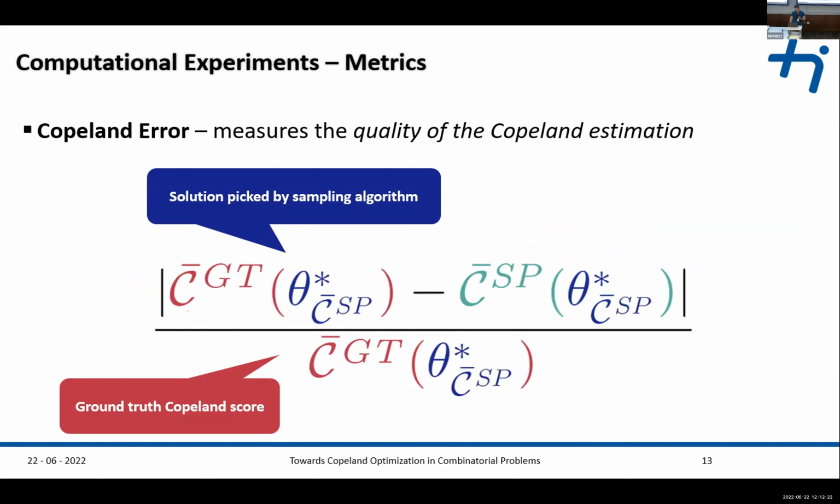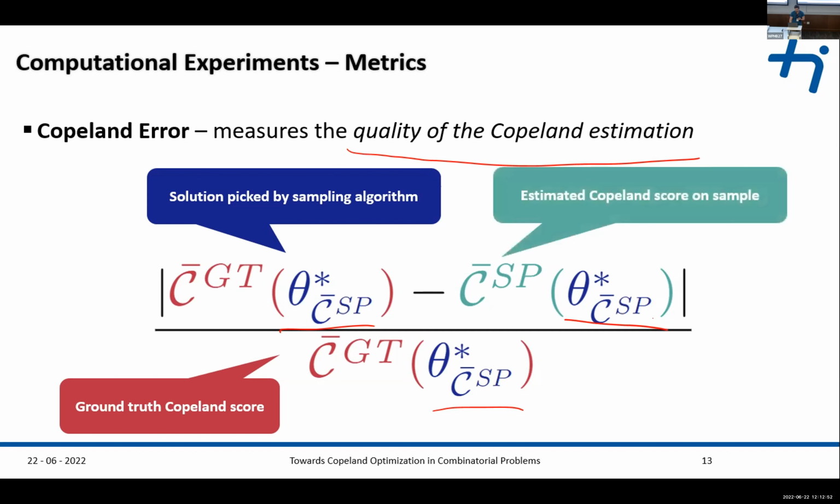And the second one, to look for a different quality, is how good was our estimation? How good was our sample? So we just consider the sample winner, not the ground truth winner here, and we compare what we believed its Copeland score was. So we believed its Copeland score was 0.9, but in reality it was 0.6. So we are very confident in picking the wrong solution. Those are the two metrics that we were interested in.